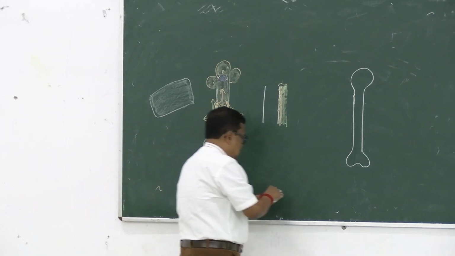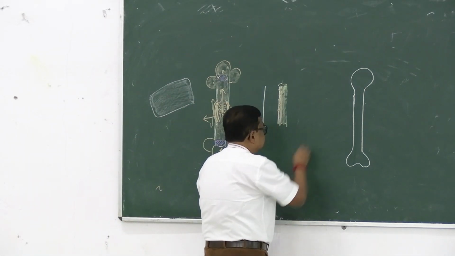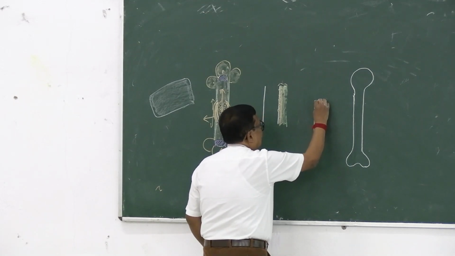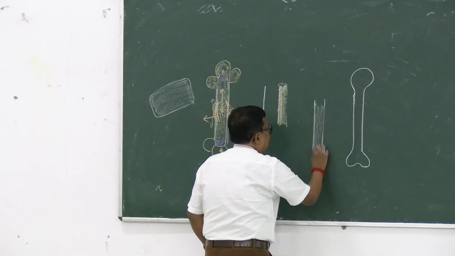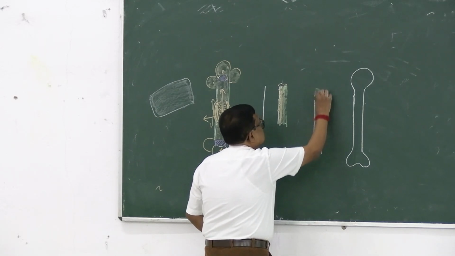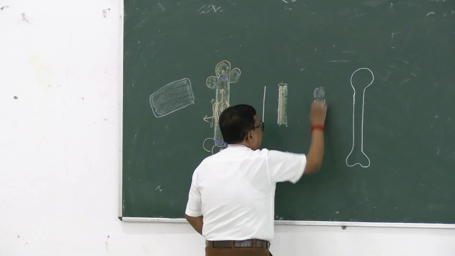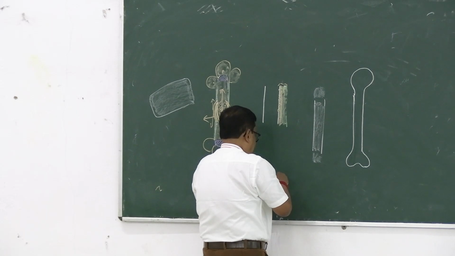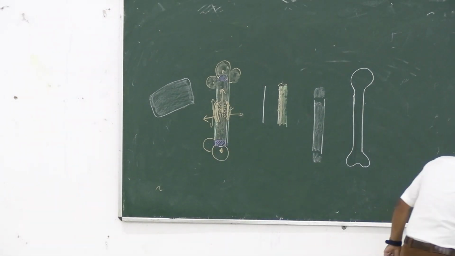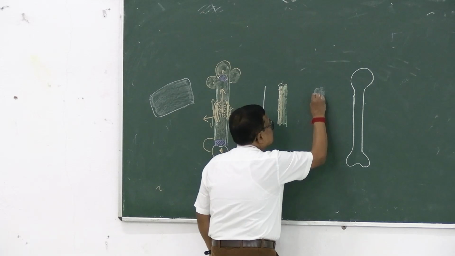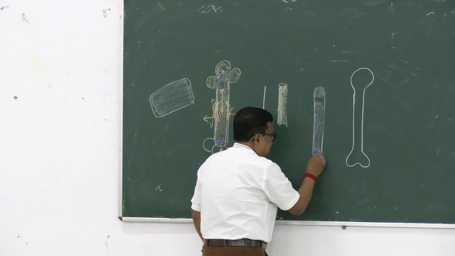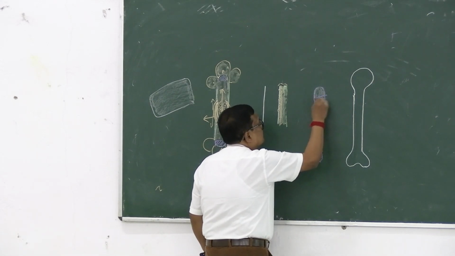Suppose it is a humerus. First they are born in this fashion. This is a cartilaginous model. So this part is cartilage. This part is cartilage. This is also cartilage, at the birth.